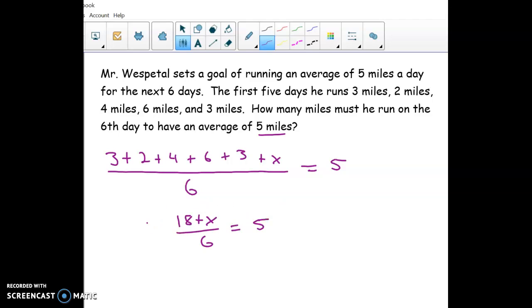Okay, and then I'm going to take both sides times 6 to get rid of that divide by 6. So I have 18 plus X. And so what this is really saying is if I want to average 5 miles for 6 days, I need to do 30 miles total. And since I've already run 18, I just subtract it off, and that means I need to run 12 miles on that last day.